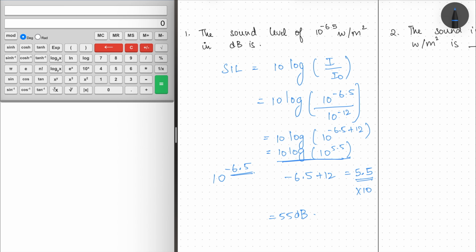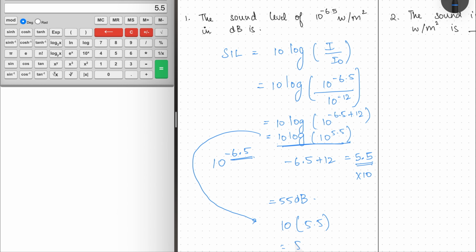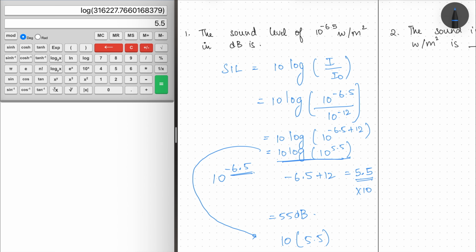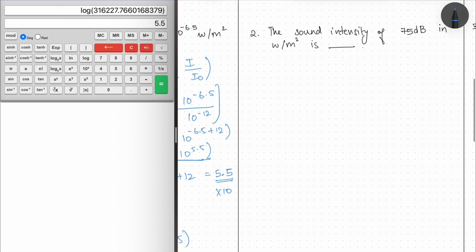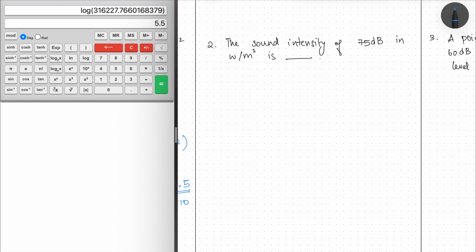So first you write 10 and then you click on the exponent and you'll type 5.5. So 10 to the power 5.5 is this answer, and then you'll find the log of it, which gives you 5.5. Okay, so if I take this and write it here, 10 into log of this is 5.5, which gives you 55 decibel. So you can see, you will get the same answer even if you use the shortcut. So next, move on to the next question.